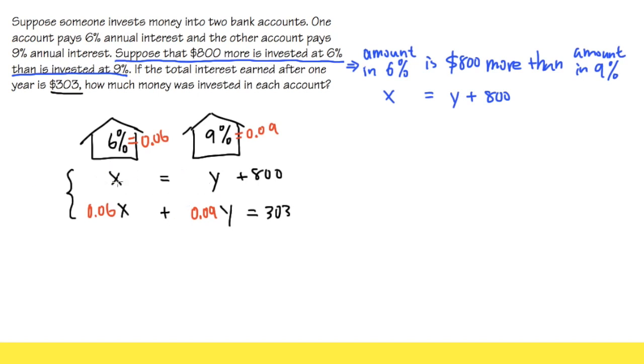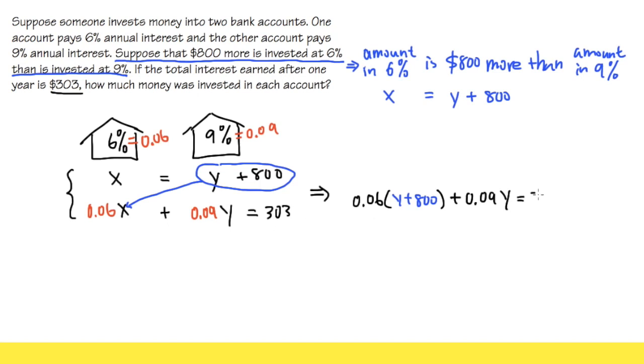Since X is already by itself, X is equal to Y plus 800, right? It will be more direct to just take this and substitute it into the second equation, this X right here. And we are using substitution. Let me write it down for you guys. We have 0.06, but I will open a parentheses for X, because I will replace the Y plus 800 into this X. That's what it means by substitution. And then we finish this right here. We add 0.09 times Y, and that will give us 303.